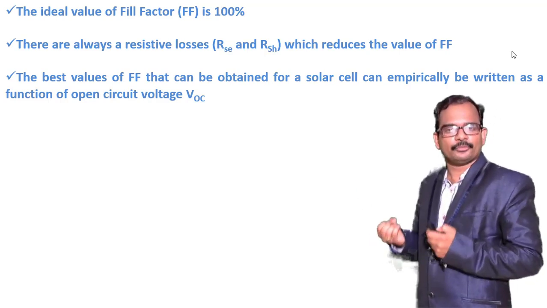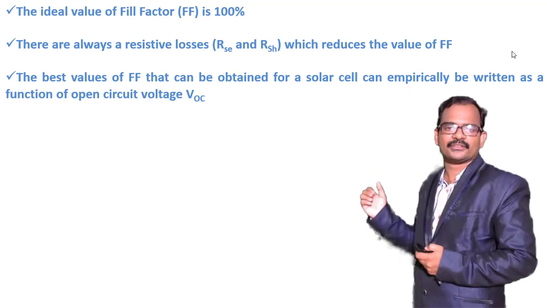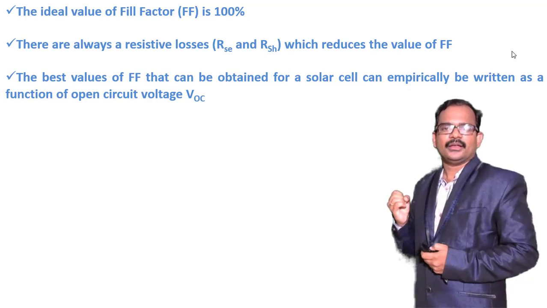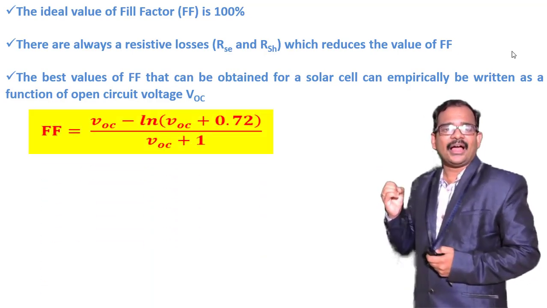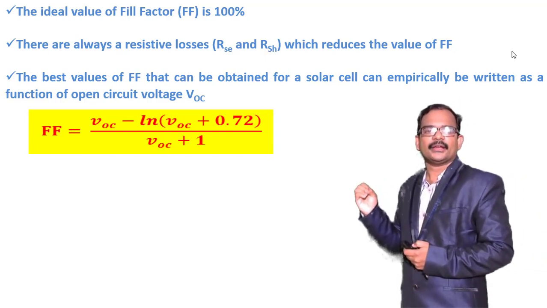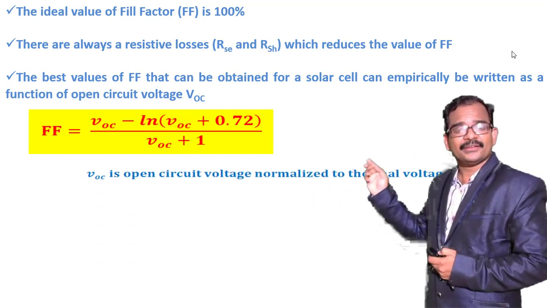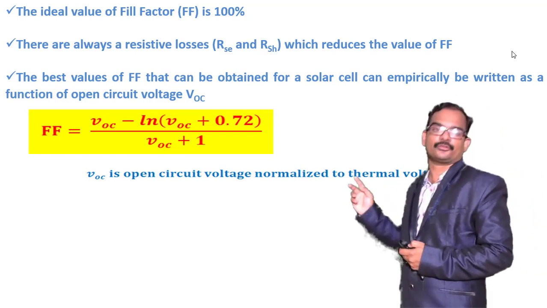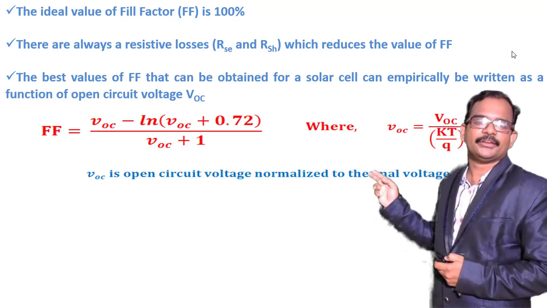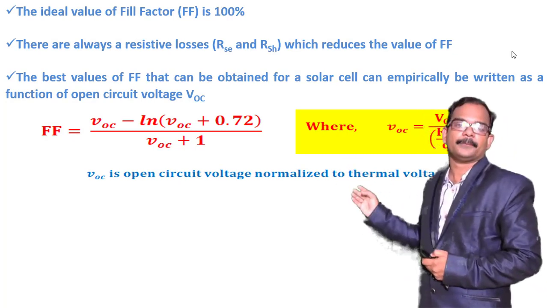A solar cell is a combination of both a constant voltage source and a constant current source, which we have already seen in our previous semester. So, the best value of fill factor for a solar cell can empirically be given as a function of open circuit voltage. Therefore, fill factor is equal to (voc minus ln of (voc plus 0.72)) by (voc plus 1), where voc is the open circuit voltage normalized to thermal voltage, which means the small voc is nothing but capital VOC by kT by q. kT by q is the VT, which is the thermal equivalent voltage. Therefore, VOC by VT is nothing but small voc.